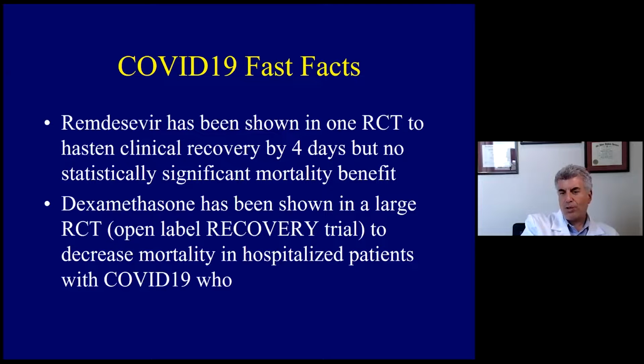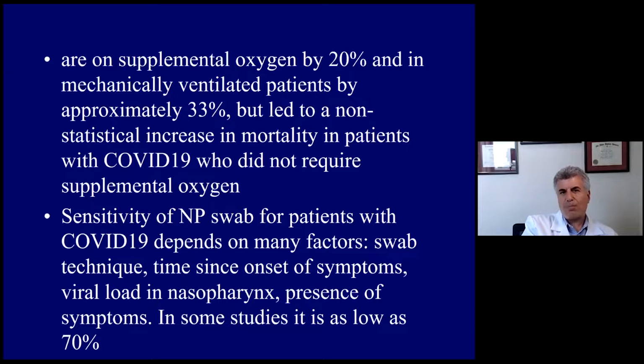And dexamethasone has been shown in one large randomized controlled trial, it was open label, called the RECOVERY trial, to decrease mortality in hospitalized patients with COVID-19 who are on supplemental oxygen by 20%, and in mechanically ventilated patients by approximately 33%. But also, and importantly, it led to a non-statistical increase in mortality in patients with COVID-19 who did not require supplemental oxygen. So in the mildest patients, we want to make sure we are not giving dexamethasone. But in the sicker patients who require oxygen, this is an important part of the therapy at this time.